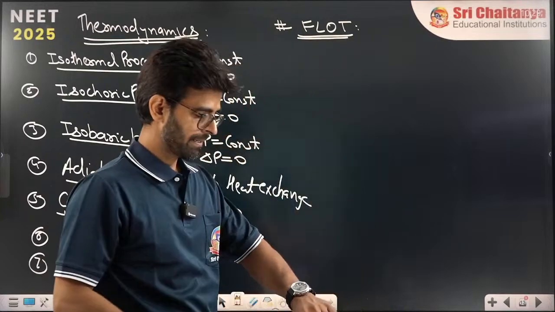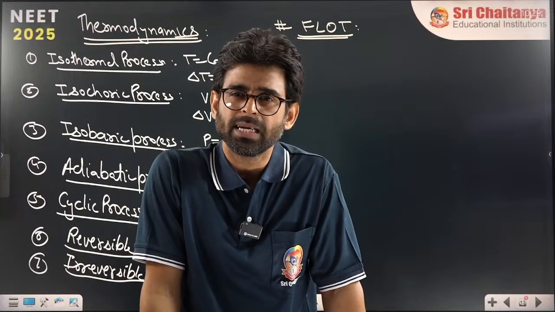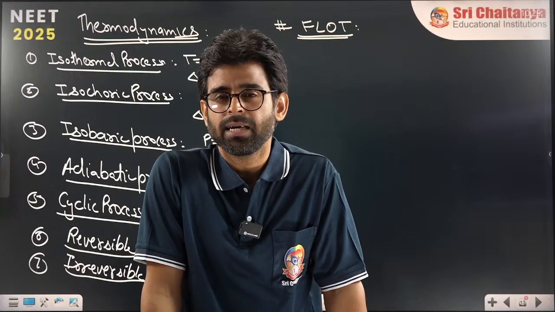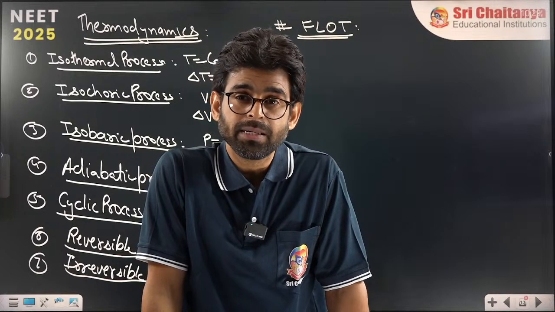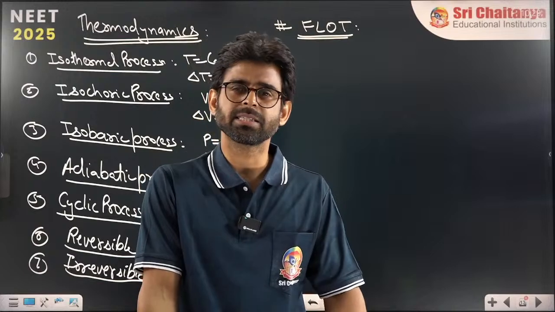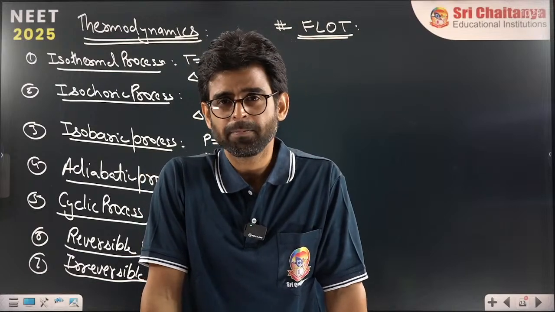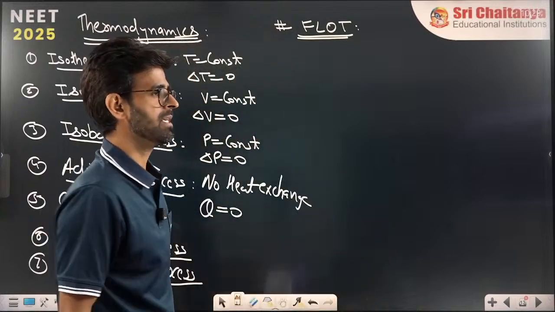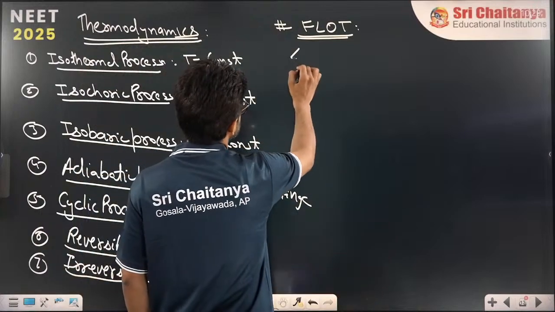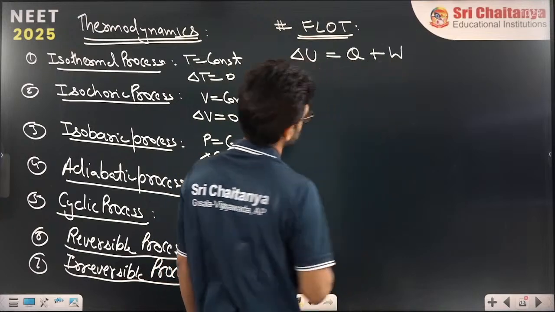What does this law say? According to this law, energy can neither be created nor be destroyed. It can just transform from one form to another, right? And the mathematical expression for the first law is which one? Delta U is Q plus W.